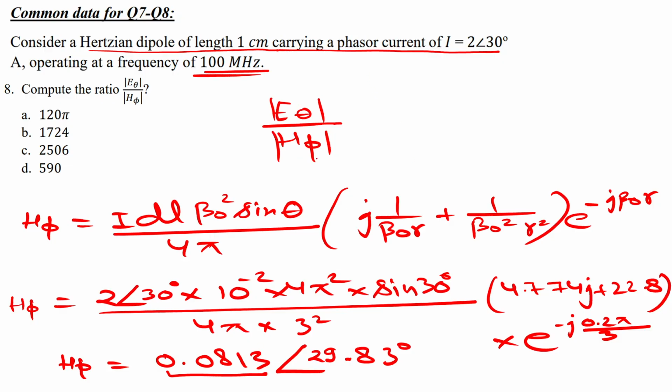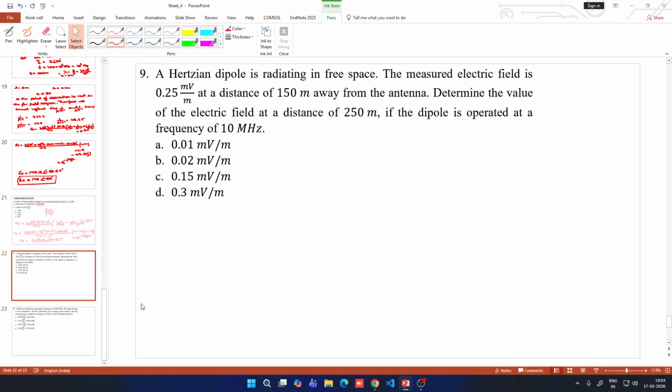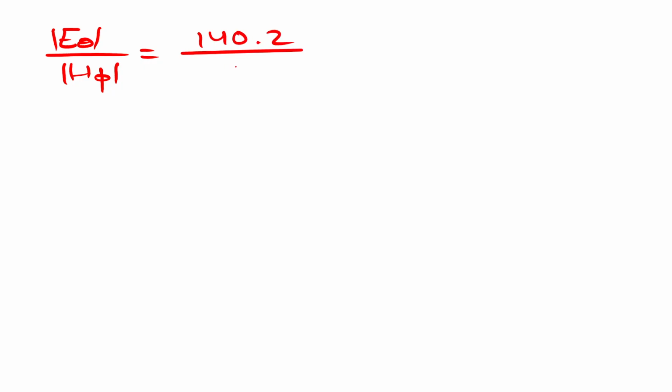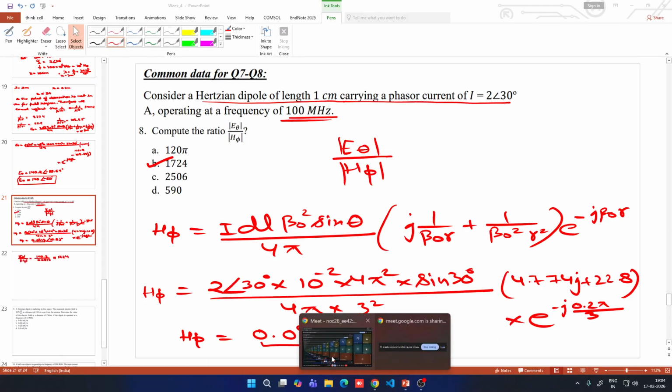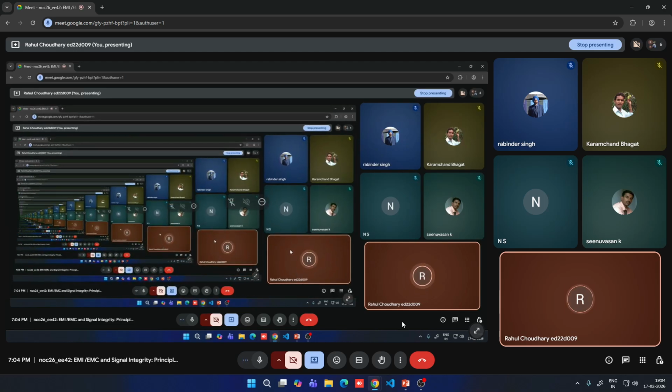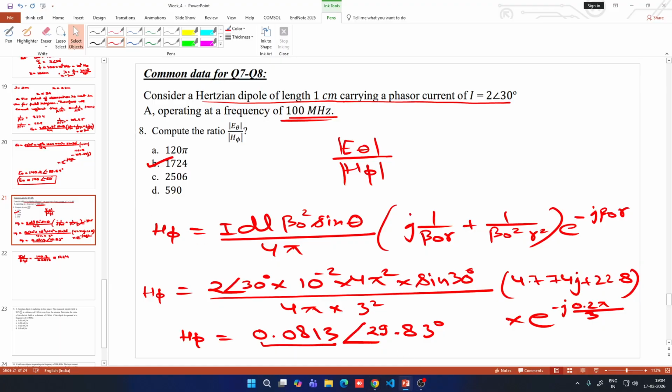We have to take the ratio of E theta and H phi. So E theta by H phi is given by 140.2 divided by 0.0813, and when we do this division we will get 1724. When we match it with the given options, the correct option is option B, 1724. I hope the question is clear. If you have any doubt in question number 8, please let me know.